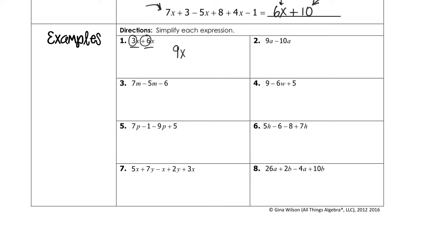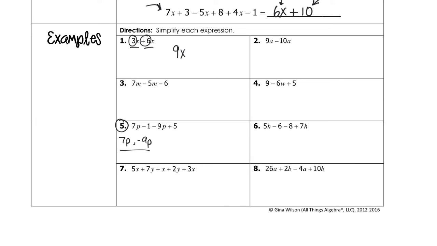Jumping around, let me jump to number 5. Number 5 says 7p minus 1 minus 9p plus 5. What I'm noticing here is that if I want to rearrange this, I'm more than welcome to do so. I have a 7p and a negative 9p, that's my variable terms, and then I have a negative 1 and a positive 5. I'm just putting a comma there because I want to know if I can combine them. These two are of the same variable, so I can do 7p take away 9p, and the constants I can also do.